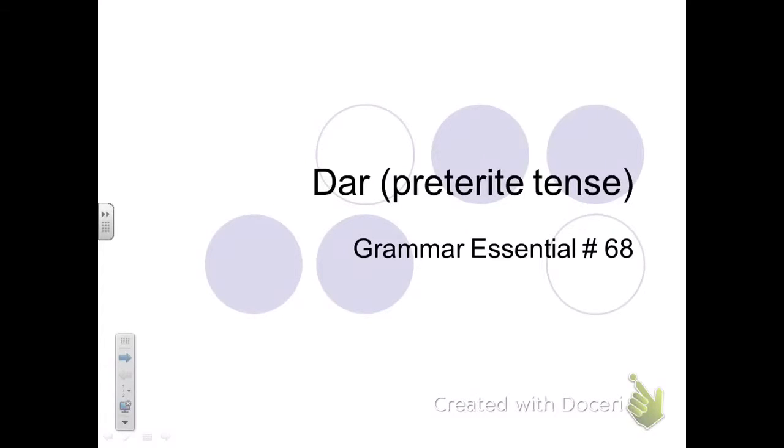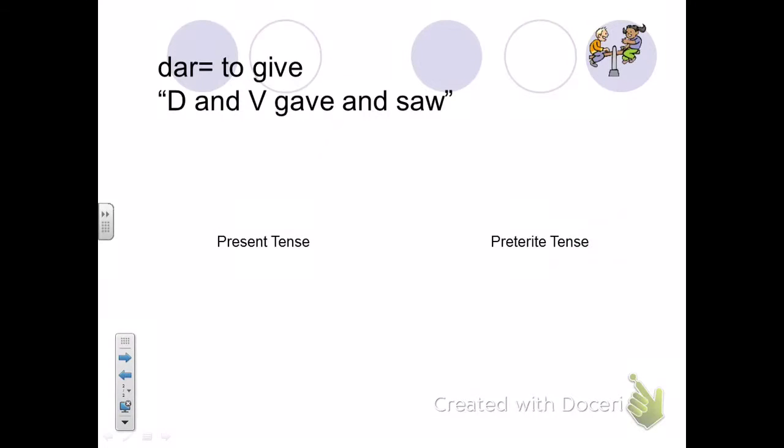They're very similar. Okay, the first one we're going to talk about is dar. What does dar mean? To give. To give. Good. So dar means to give, and they link dar and ver together because their conjugation patterns match. You just change the letter. So D and V, gave and saw. What's the other verb? Ver, and we'll get to that in a minute.